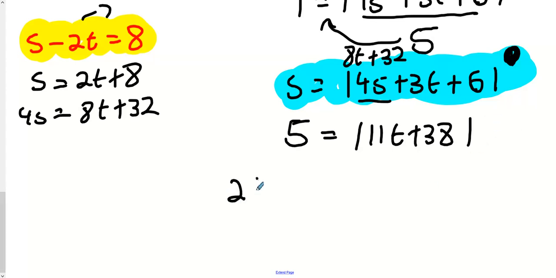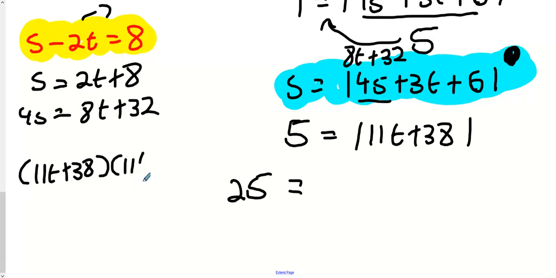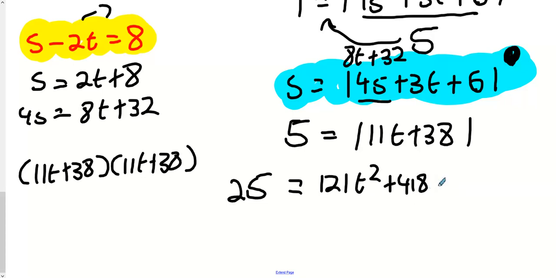So I'm going to square both sides. I'm going to get 25. It's going to be 11t plus 38 multiplied by another 11t plus 38. Okay. So it's going to be 121t squared. 11 times 38 is 418. So it's going to be 418t plus another 418t. And then it's going to be 38 by 38, which is 1444.